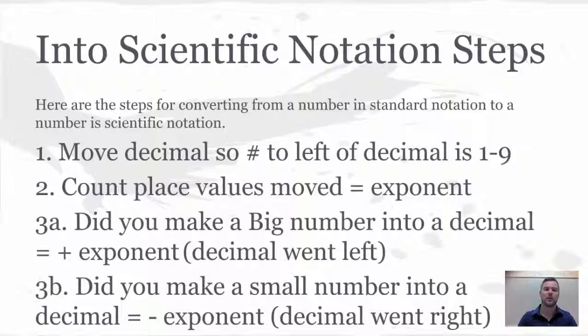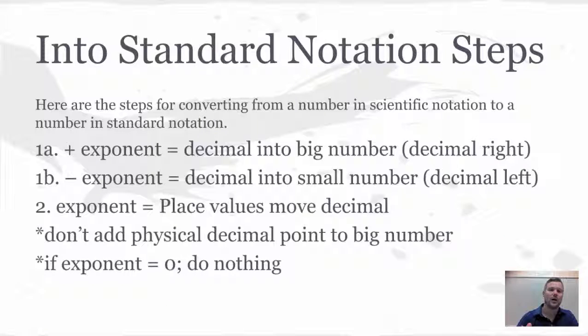Switching back to our conversation, what if we want to go into standard notation? We have a number that's in scientific, we need to go the other way. So we're going to look at our exponent and decide is it a positive exponent or a negative exponent, and we're going to move our decimal in relation to that. If it's a positive exponent, we're multiplying by a big number, we need to move our decimal right. If we're multiplying by a negative exponent, we're multiplying by a small number, we need to move the decimal left. The number of place values that we move that decimal are equal to the exponent.